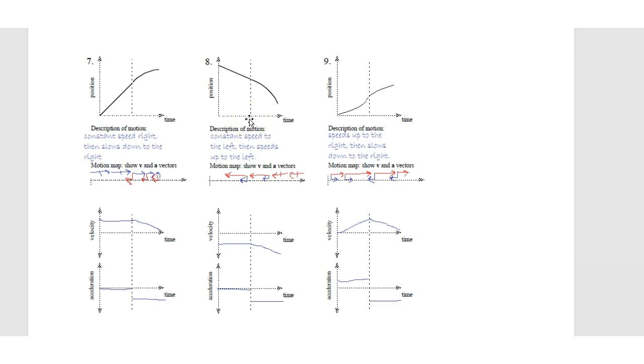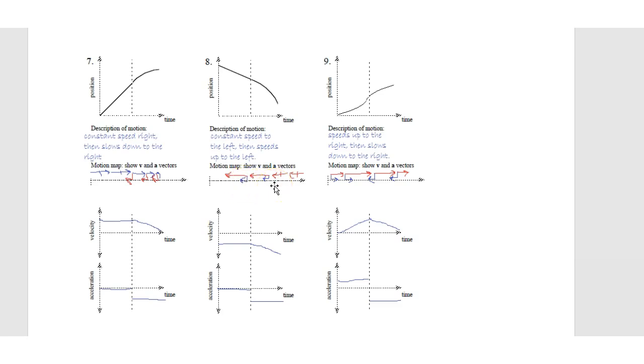Number 8. Here we have a negative slope. That means I'm moving to the left, and it's a straight line, so I'm at a constant speed to the left. Now, this starts getting steeper. Imagine if this is a hill and you're walking on it. That's going to be steeper right here. So that means you're speeding up to the left because it's a negative slope. So I start here. I'm going to do a few arrows, 2 arrows to the left to show a constant speed, and then my arrows get bigger to show speeding up.